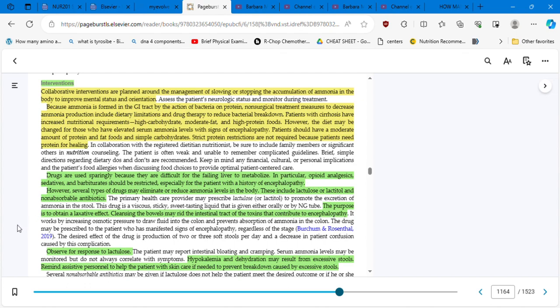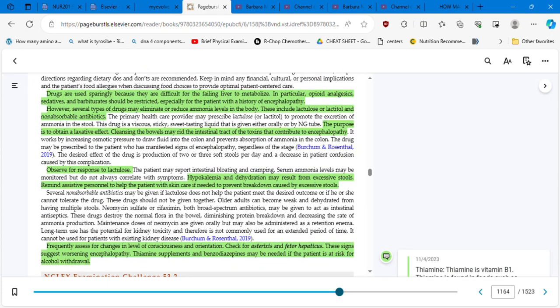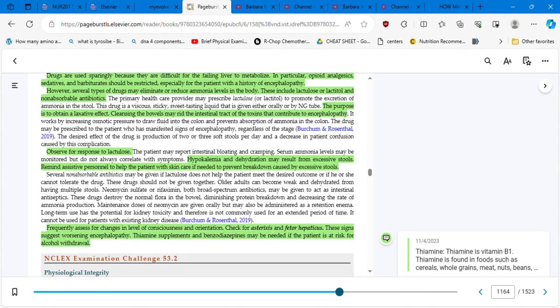However, several types of drugs eliminate or reduce ammonia levels in the body. These include lactulose or lactitol and non-absorbable antibiotics. The purpose is to obtain a laxative effect. Cleaning the bowels may rid the intestinal tract of the toxins that contribute to encephalopathy. And this is a very common practice in the hospital. Many patients are going to get lactulose.